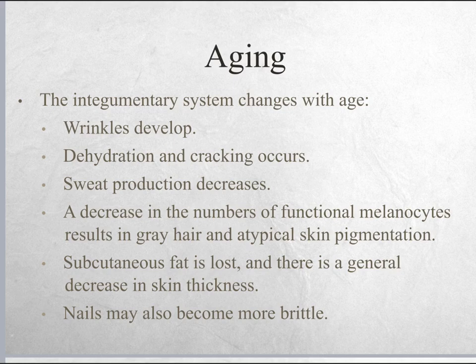Well, the subcutaneous layer loses fat. And as a result, you get a decrease in skin thickness, which is why you get to see those blood vessels and bones a lot more readily. Also look at their nails. You'll see that they are more yellow, brownish, streaked or striped. That's because nails become more brittle. So again, all things that we see as a result of aging.